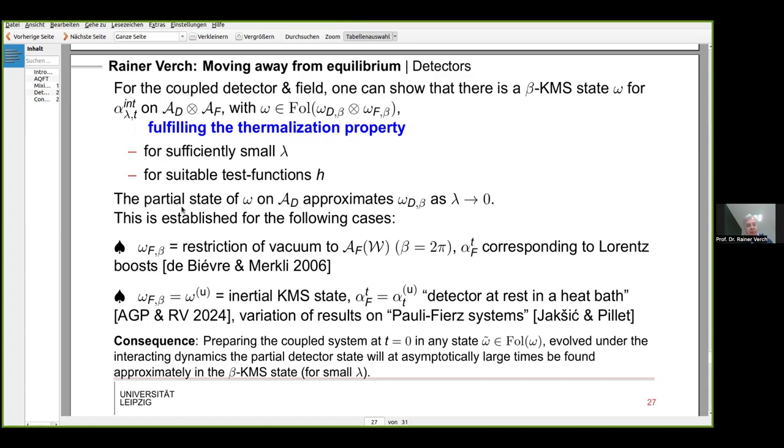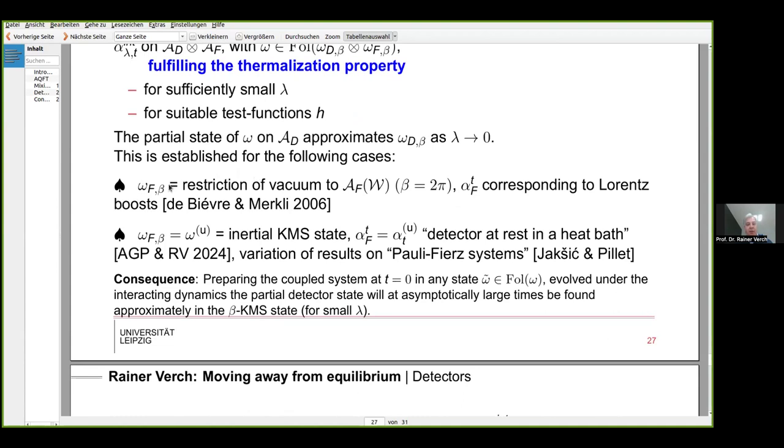This means then that the partial state on the detector side approximates the KMS state of the detector with respect to its intrinsic, uncoupled dynamics, as lambda goes to 0. And this has been established for the following cases. First of all, if the field KMS state is the restriction of the vacuum to the right wedge algebra of the quantum field, in which case beta is equal to 2 pi, because this is the situation where the uncoupled field dynamics corresponds to Lorentz boosts.